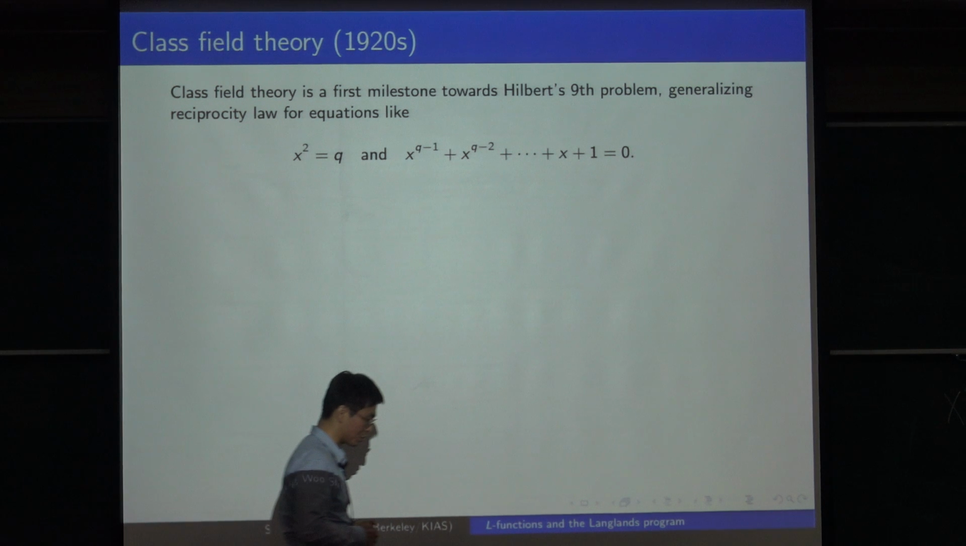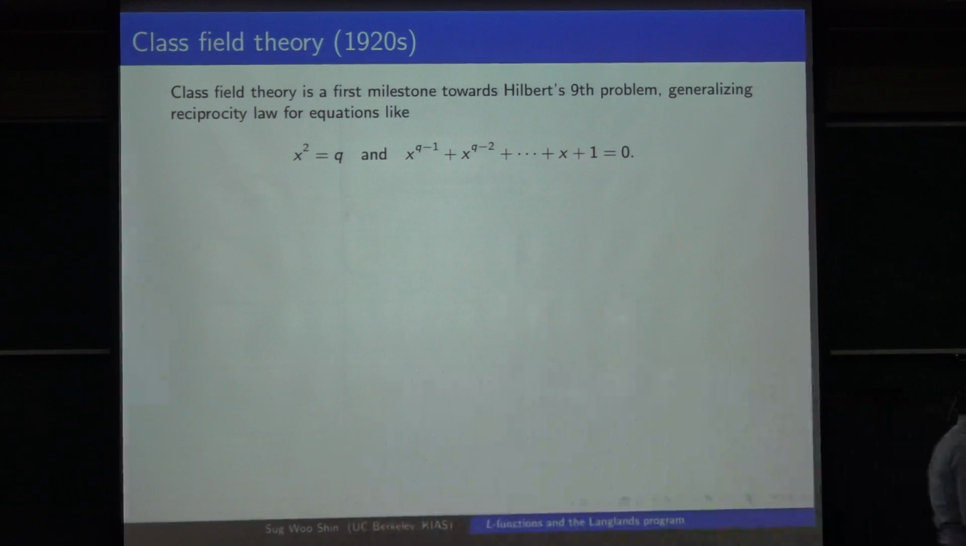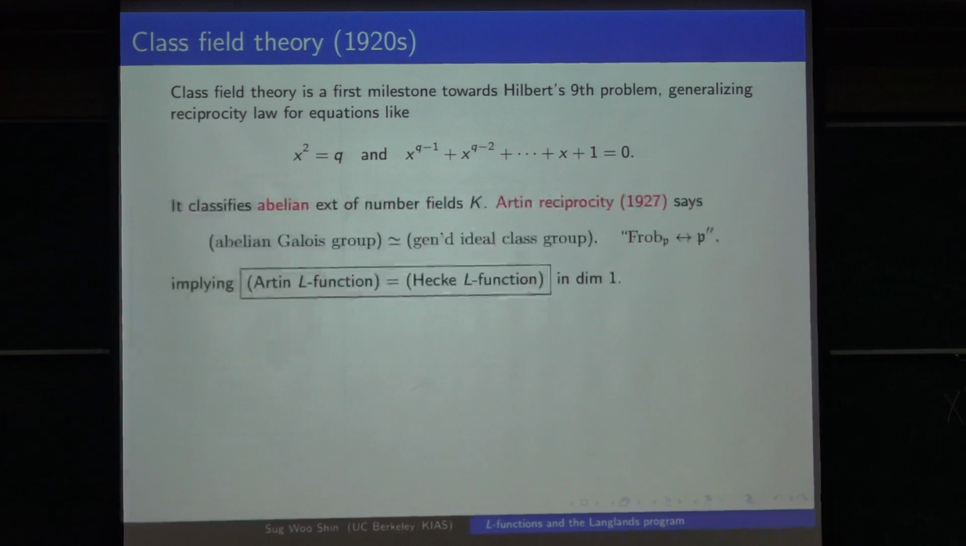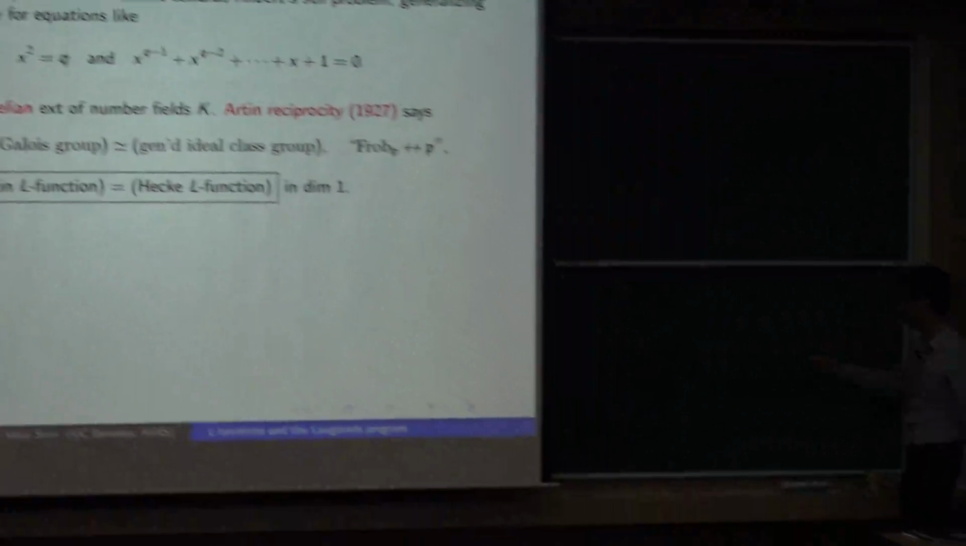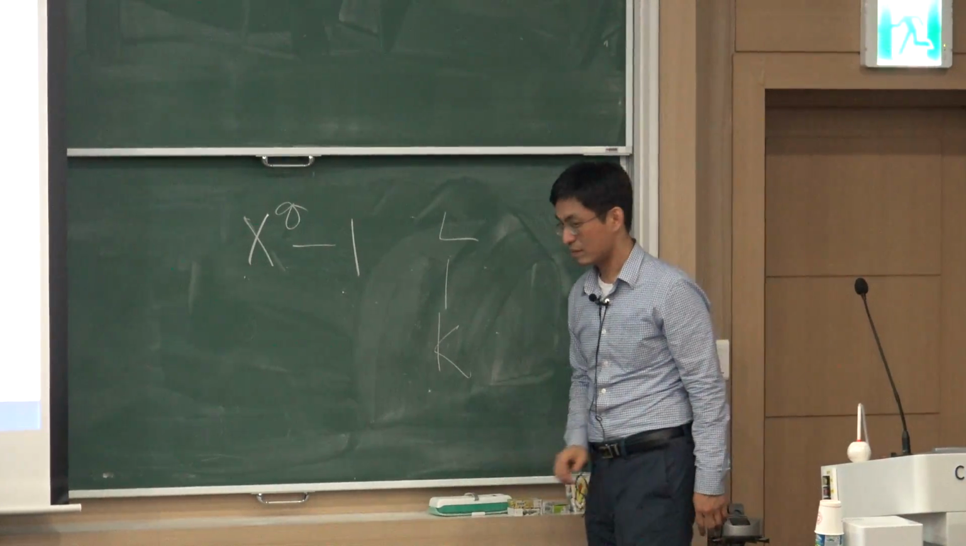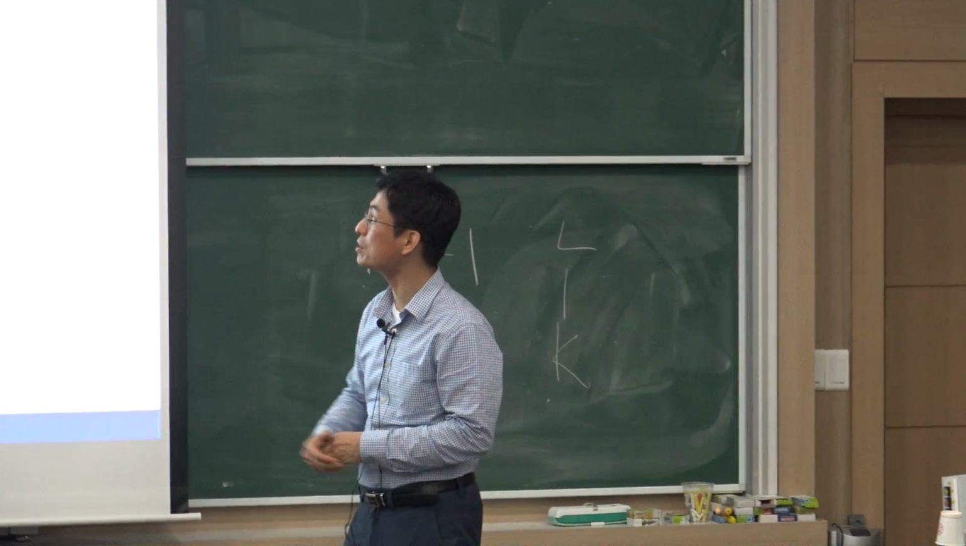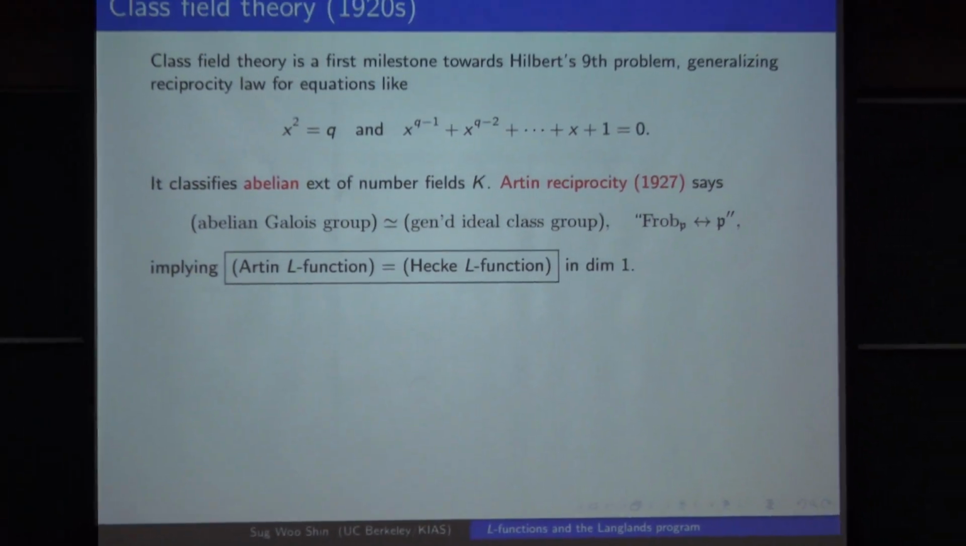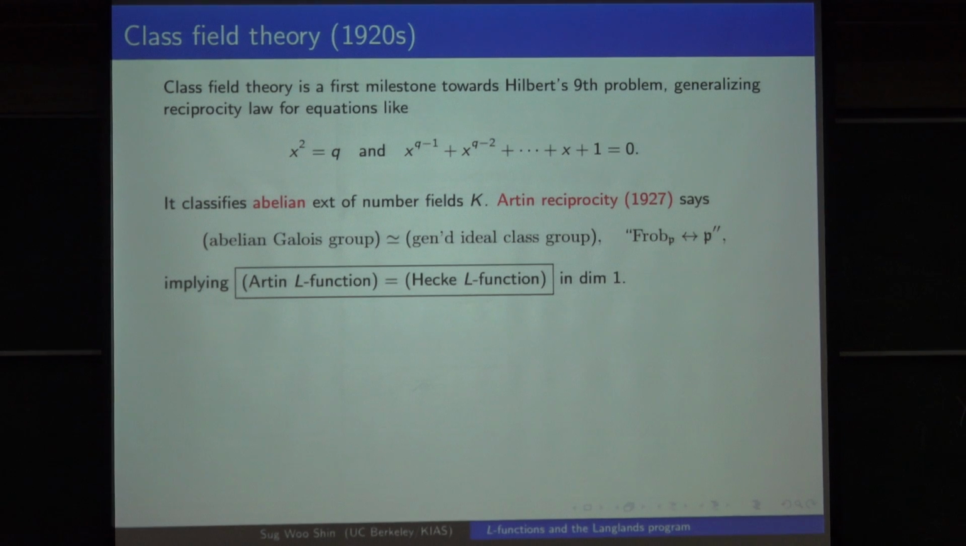So it gives you some general reciprocity, although it's not general enough. More precisely, what it does is the following. It classifies abelian extensions of number fields. A number field means a finite extension of Q. Or if you like, you fix K, and then you try to classify all finite Galois extensions whose Galois group is abelian. Being abelian is a strict requirement, but for all abelian extensions, you can actually classify those extensions.